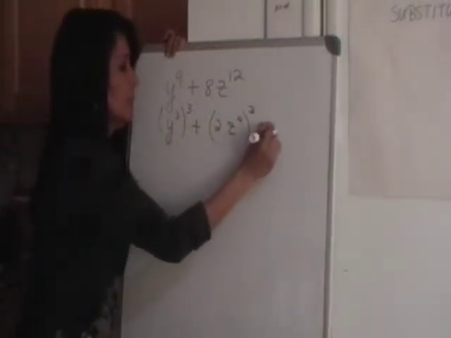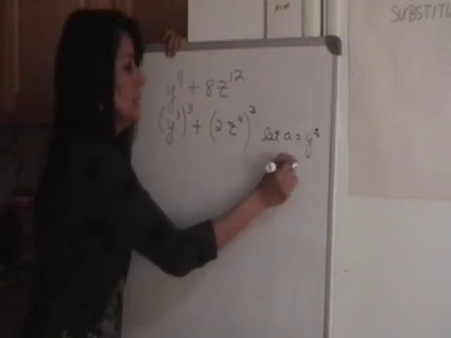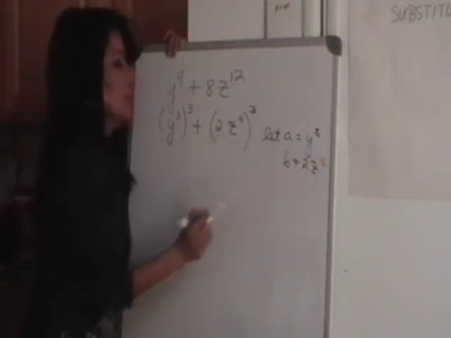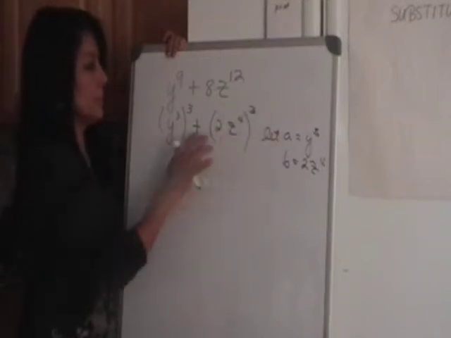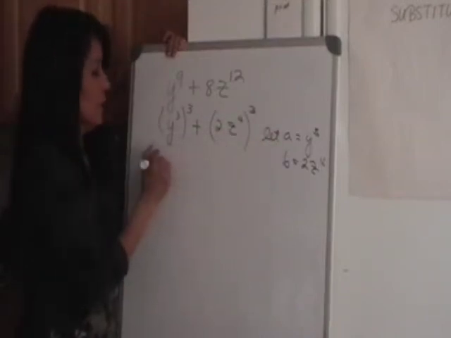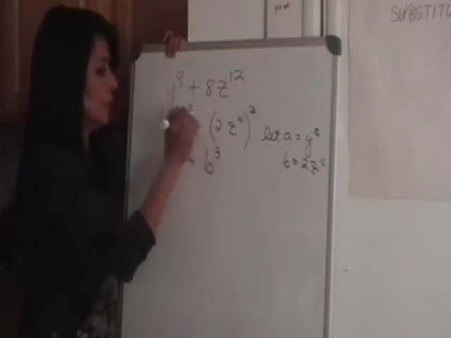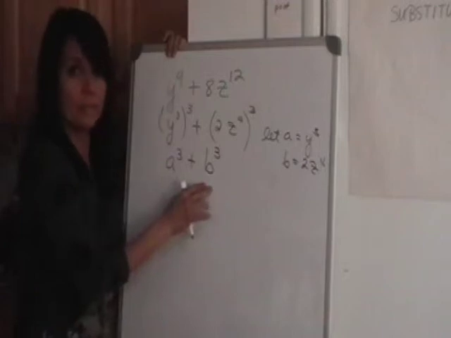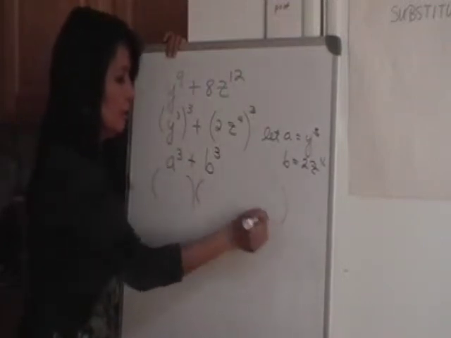So let's say we let a be y cubed and let b be 2z to the 4th. If we use those two substitutions, we need to use two different letters because these are different, okay? So then you'll get a cubed plus b cubed. And this is our famous sum of cubes, right? So we know that the factored form is a short and a long, right?